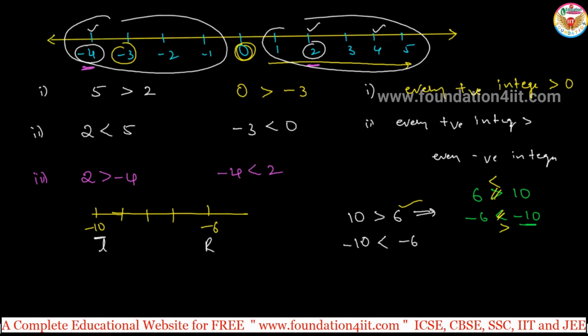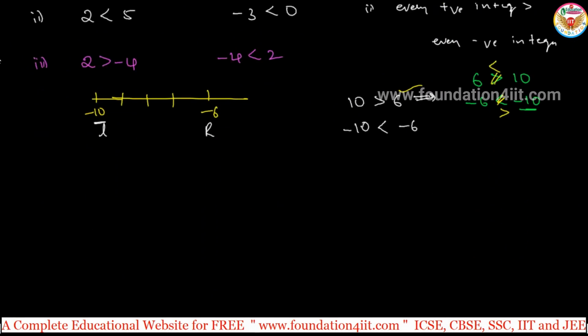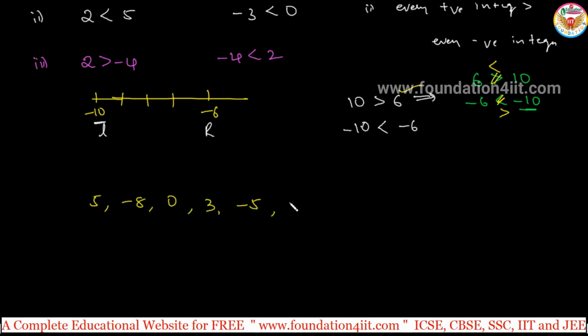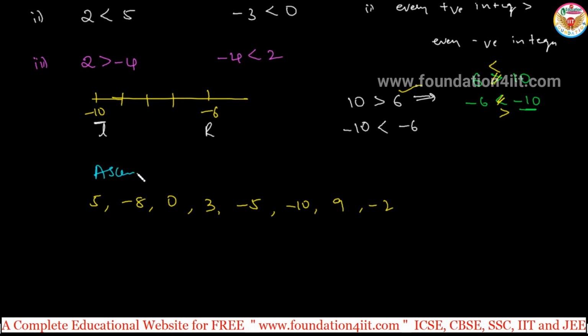Let me show you an example. Let us take one question. The numbers are 5, minus 8, 0, 3, negative 5, negative 10, 9, negative 2. Make this in ascending order. First, all the negative numbers are less compared to the positive ones. So negative 8, negative 5, negative 10, negative 2.